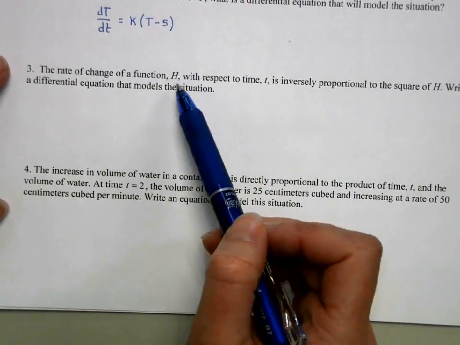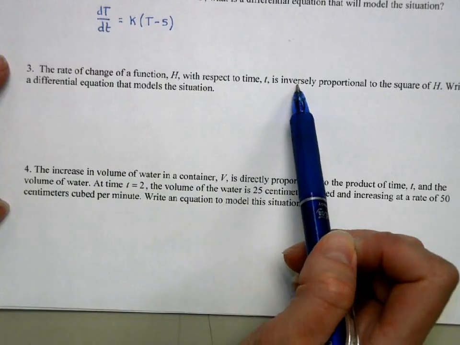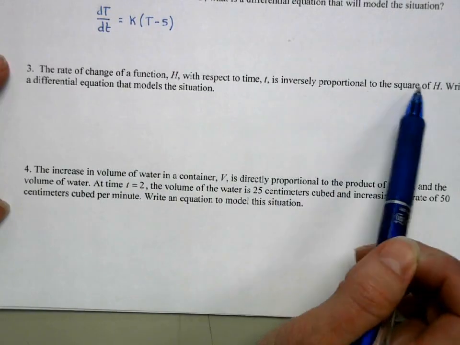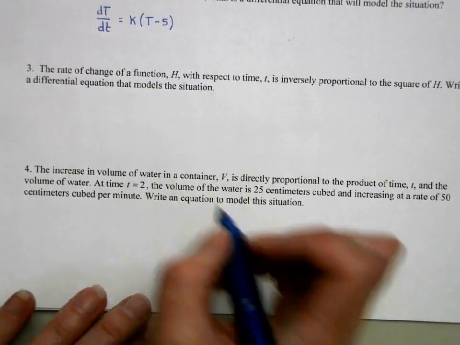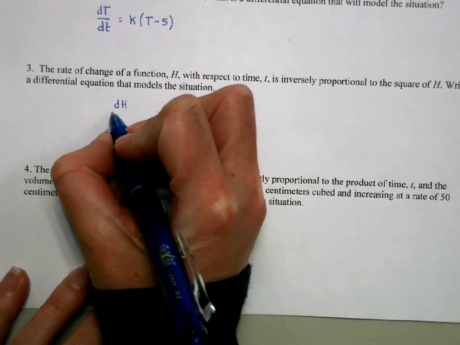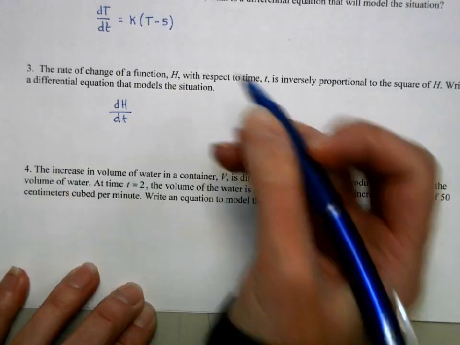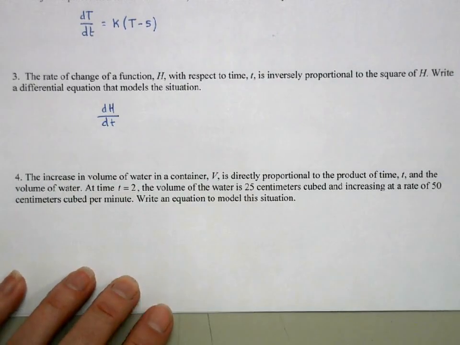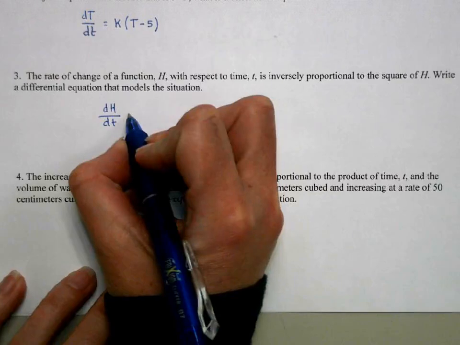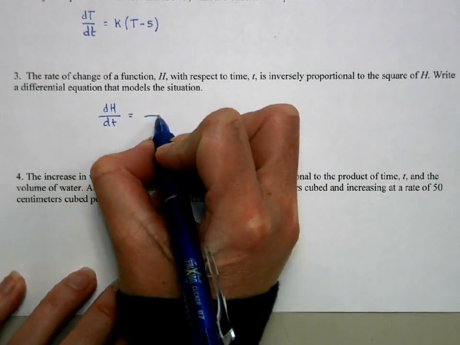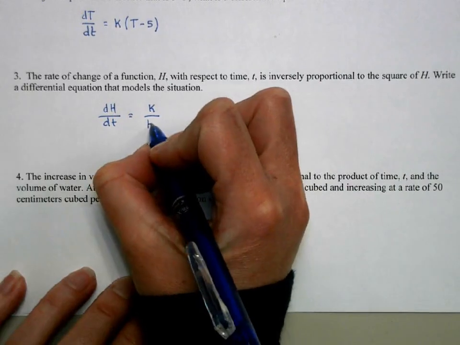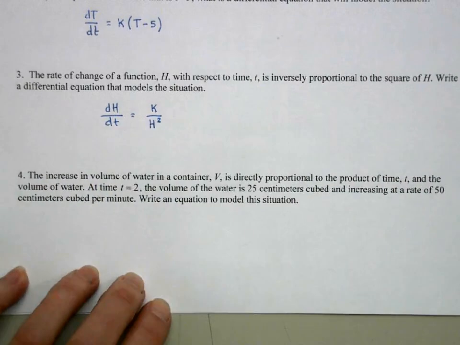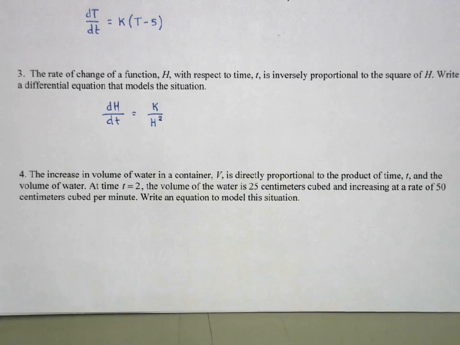Next, the rate of change of h with respect to time is inversely proportional to the square of h. Write a differential equation that models this situation. So we're going to have dh dt. We can have all sorts of variables, but often in real-world context we use time. It is inversely proportional, so the k is going to go on top, and the square of h. So there's h squared. Inversely proportional, we're going to get that fraction there.